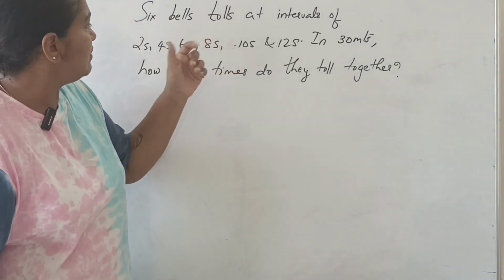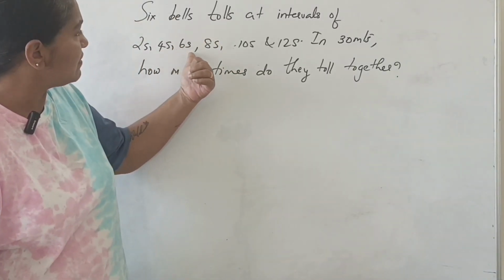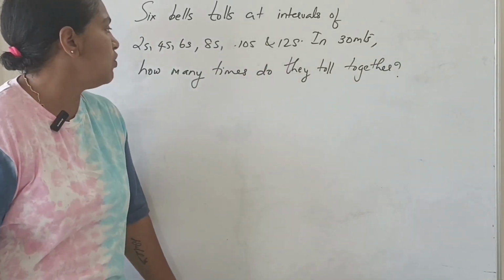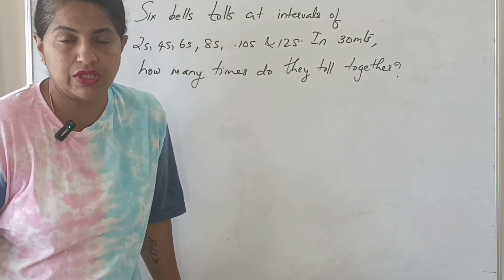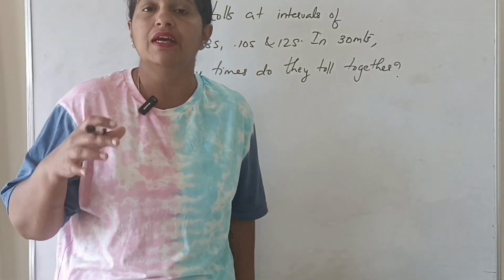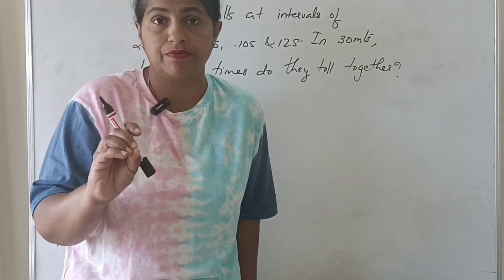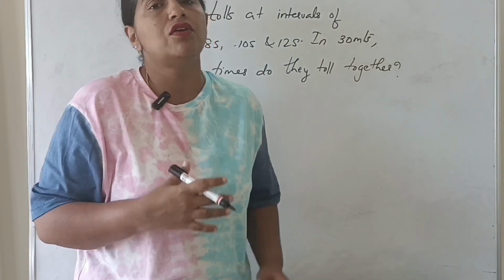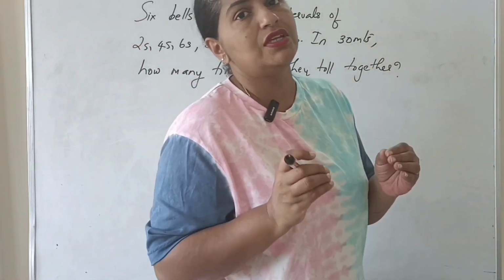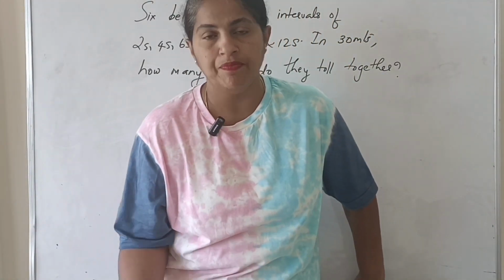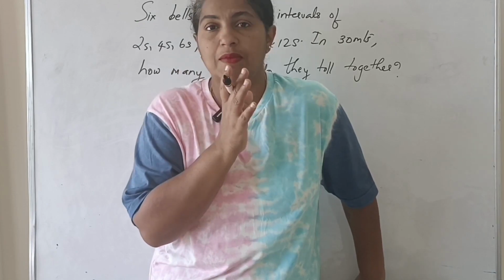Six bells toll at intervals of 2 seconds, 4 seconds, 6 seconds, 8 seconds, 10 seconds and 12 seconds. In 30 minutes, how many times do they toll together? Toll basically means ring. So, how many times will all 6 bells ring together? That is what we need to find. In order to understand this sum, you need to understand what exactly they are asking us to find. In this question, there are 6 bells.